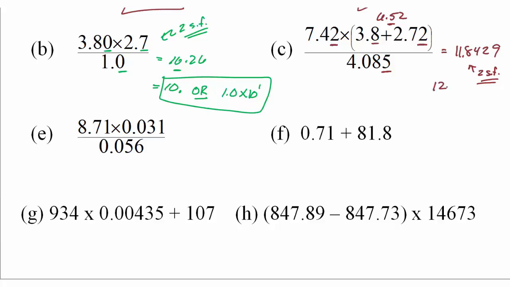So that would be 12. Next one, 8.71 times 0.031 divided by 0.056. I get about 4.82167. Okay, here's my last digit. So which measurement has the lowest number of sig figs? So I need to report my answer to 2 sig figs. Right here. So 4.8.